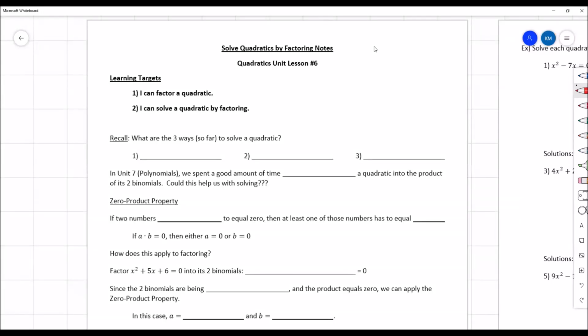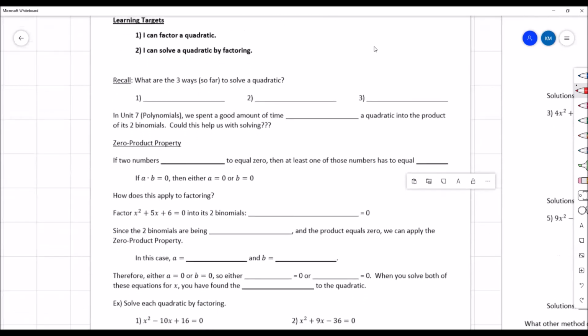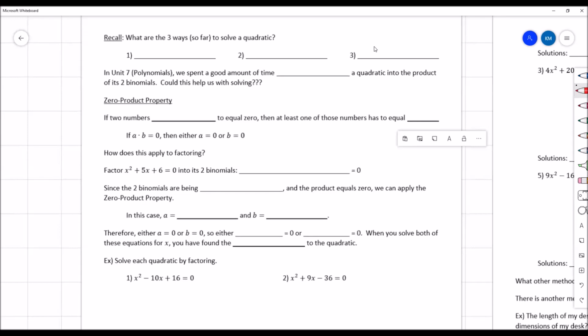Today we're looking at solving quadratics by factoring. At the end of this video, you should be able to factor a quadratic, and you should be able to solve a quadratic by factoring. Okay, so far we've learned 3 ways to solve a quadratic. We learned graphing, using square roots, and completing the square.